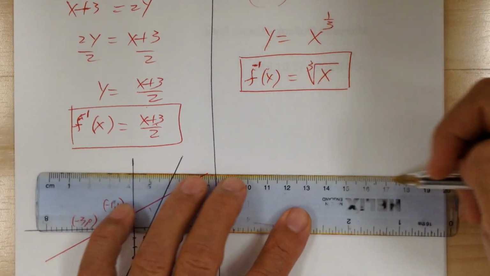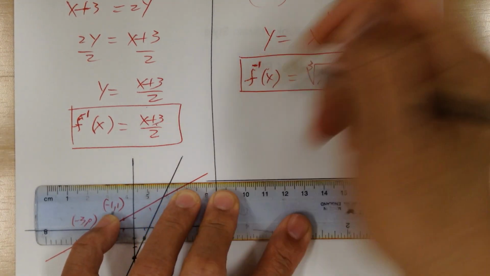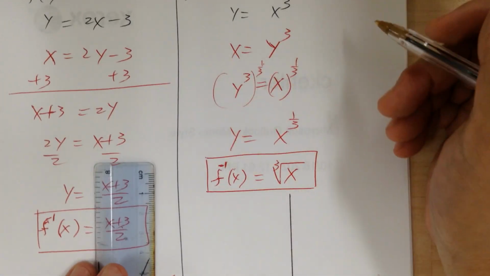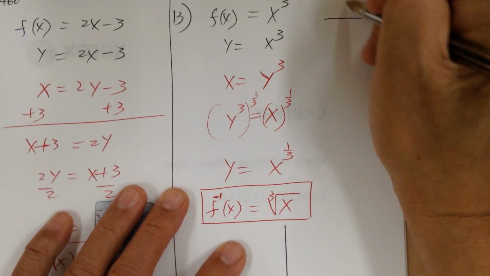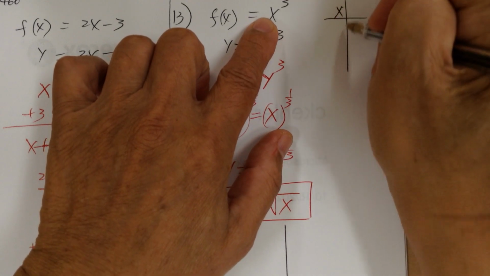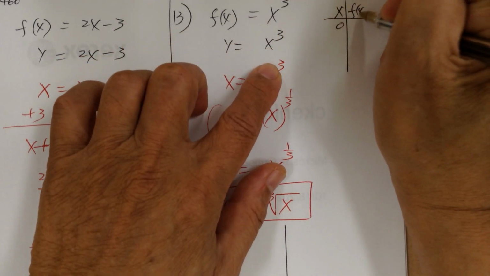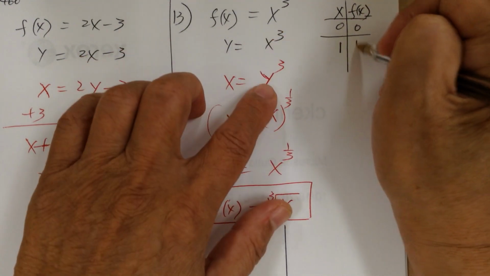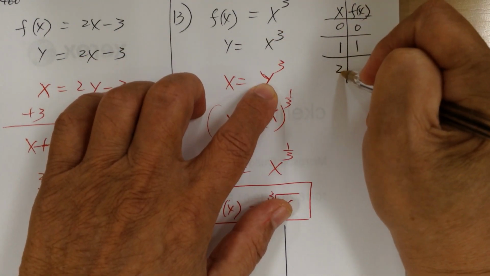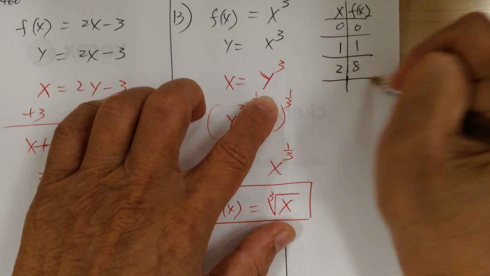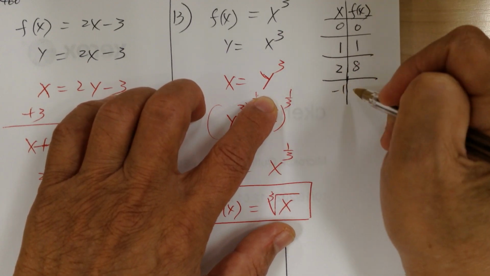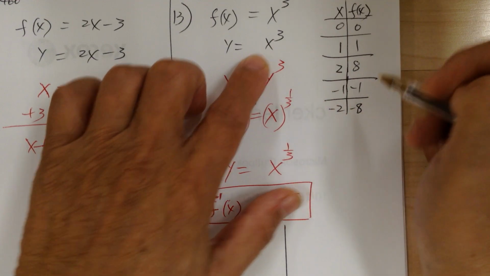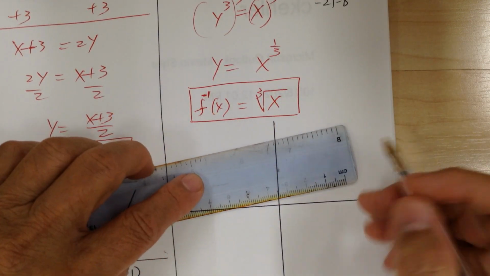Now, if you were to graph this one over here, you probably have to make the table. So your original function, if you let x equal to 0, then f of x, 0 to the 3 power is 0. If you make it 1, 1 cubed is 1. If you make it 2, 2 to the 3 power is 8. And if you go the opposite direction, negative 1 will give you negative 1. Negative 2 will give you negative 8. So let's go and graph that.